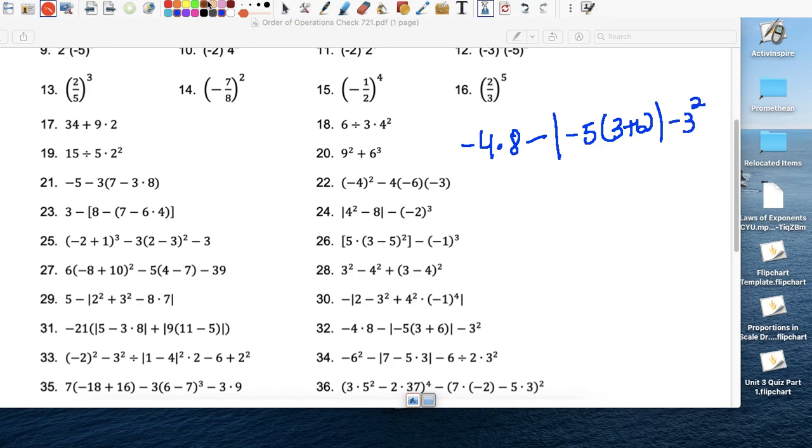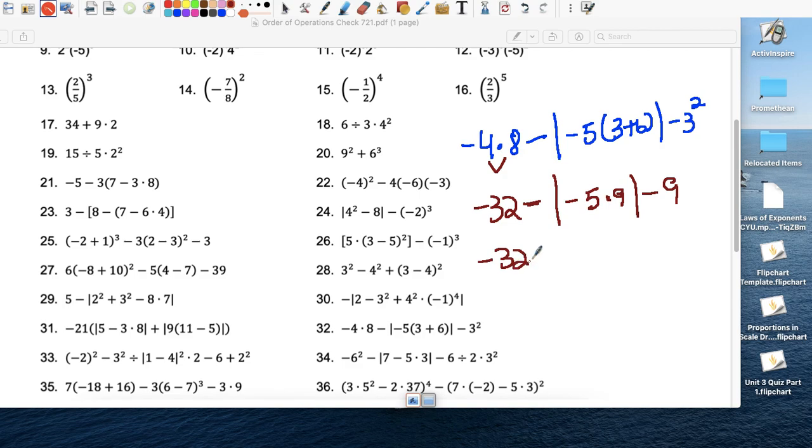So the importance of being super neat comes into play, especially with the longer expressions. I can do this multiplication, right? 4 times 8. I can do that. I can change the 3 to the second power, and I can add 3 plus 6. So let's do that. I can do more than one step at the same time. So I get negative 32 minus the absolute value of negative 5 times 3 plus 6, which is 9, and then minus 3 to the second power, which is 9.